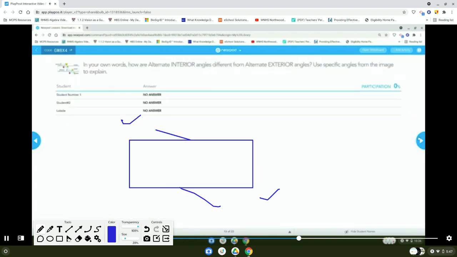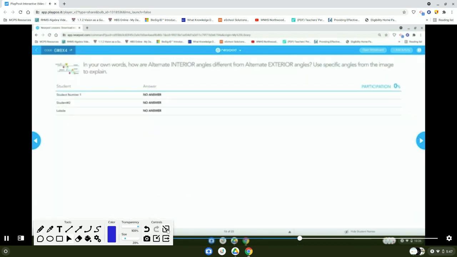All right. Student number 1, student number 2, and student number 3, I need you to put your responses in your own words. We're going to have to type those responses. How do you explain alternate interior versus alternate exterior? Can you differentiate between alternate interior and alternate exterior? You have to type your responses, students.